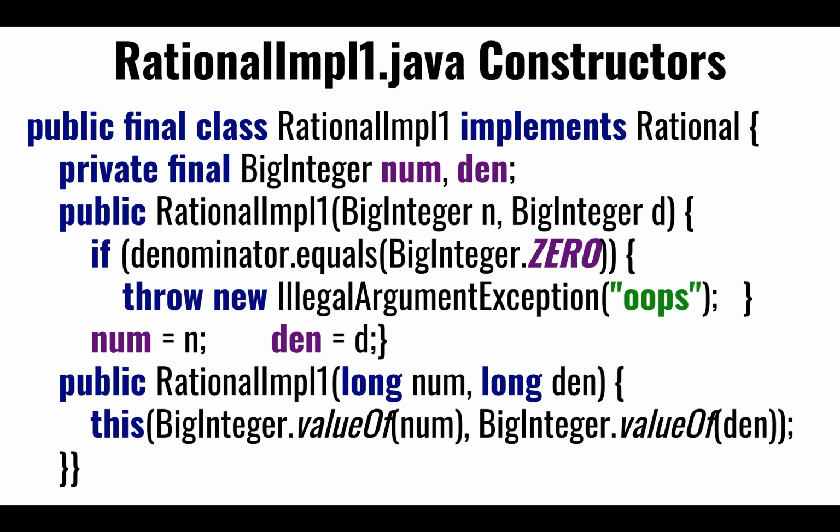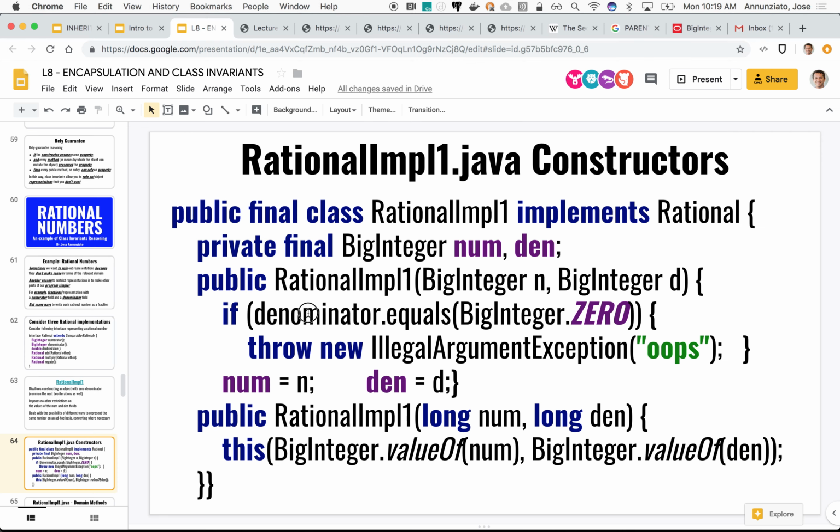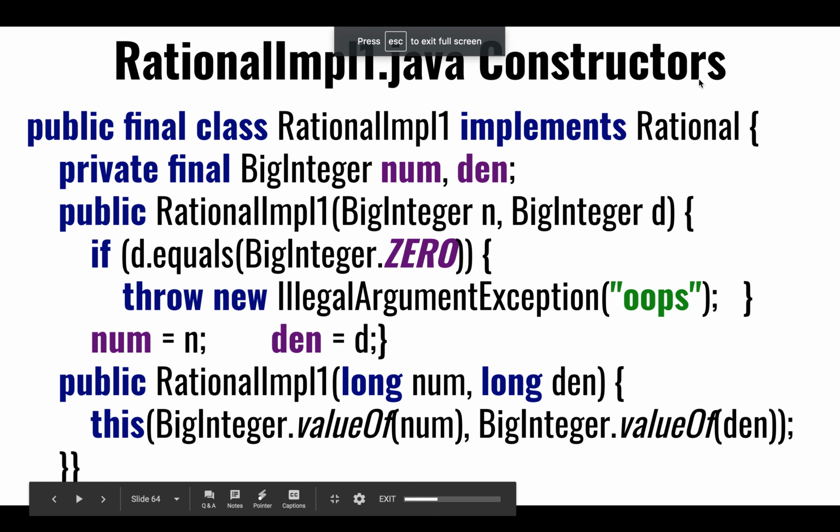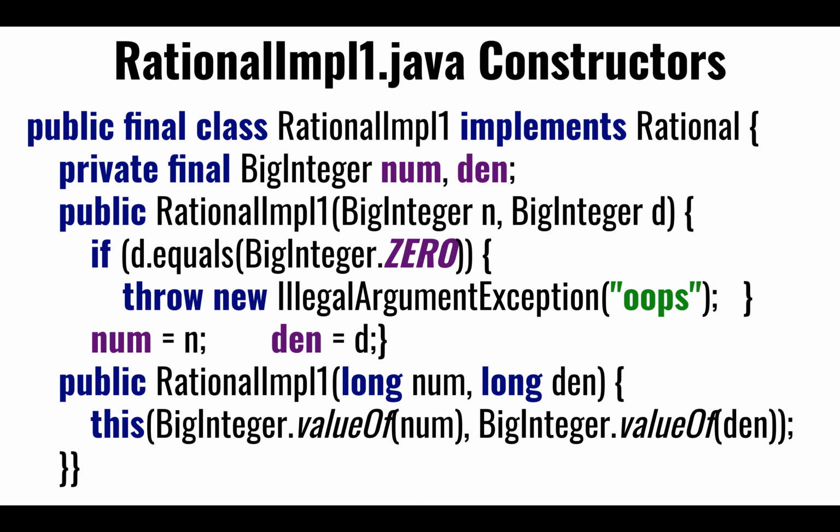So here we have concentrated our validation, so that we don't have an invalid rational, by validating that our denominator is not 0. I guess this should be a lowercase d. We validate that the denominator that comes in as an argument is not 0, and if it is, we throw an exception. If everything's okay, we just update the numerator and denominator. Fairly trivial.